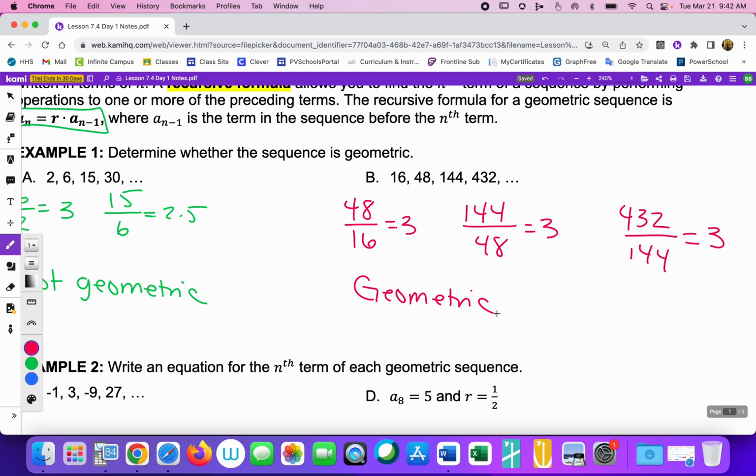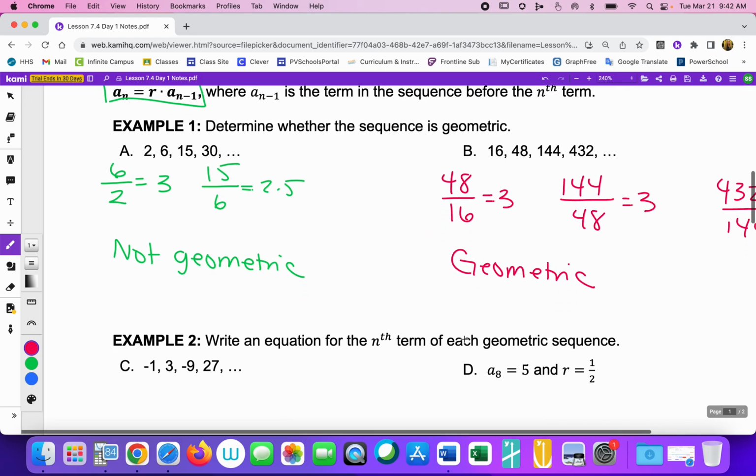As soon as they don't match, it's not geometric, but it has to be by multiplying. Yesterday I had to do that. So questions on determining whether it's geometric or not, because you got a couple of those in your homework.